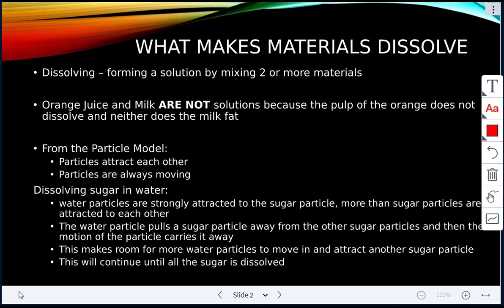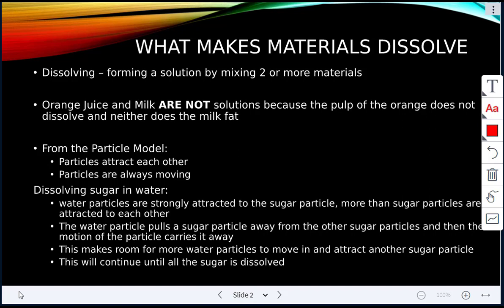So from the particle model, we know that particles are always moving, and we also know that particles attract each other. So we're going to look at the example of dissolving sugar into water. All right, and we're going to use the particle model of matter when we explain this. So water particles are strongly attracted to the sugar particle, more than sugar particles are attracted to each other. So this water particle is going to pull a sugar particle away from the other sugar particles, and the motion of the particles is going to carry it away.